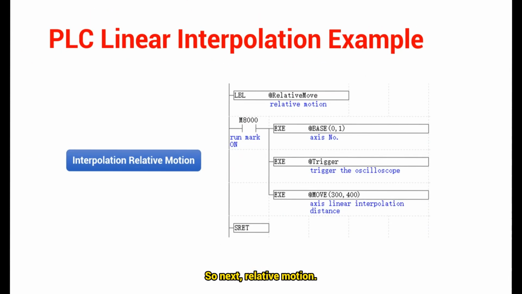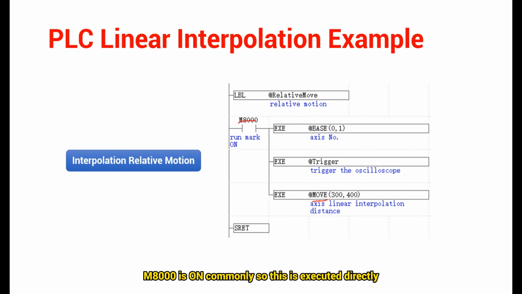So next, relative motion. Here, it mainly needs to call move linear interpolation, and it's called when M8000 is in rising edge. As mentioned, M8000 is commonly on, so this is executed directly. X0 and X1 are selected. Move, then return. Please note, subprograms are only executed once.